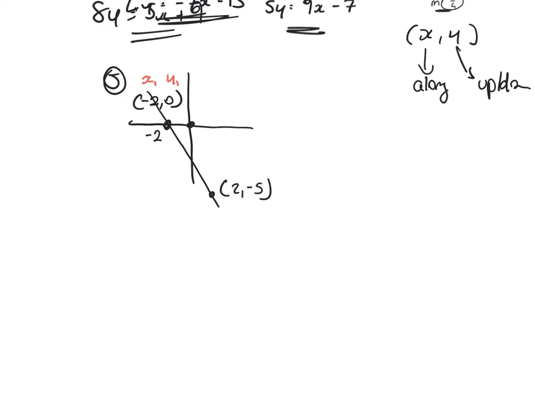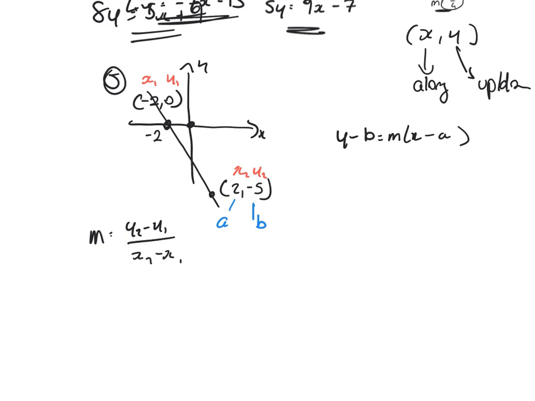Okay, and x1, y1, x2, y2. Let's choose one of the points and call it A, B. So I'm going to choose at random this one. Let me label my axes as well, x and y. Okay, so y minus b equals m bracket x minus a. Remember the equation of the straight line. I need to find the gradient.